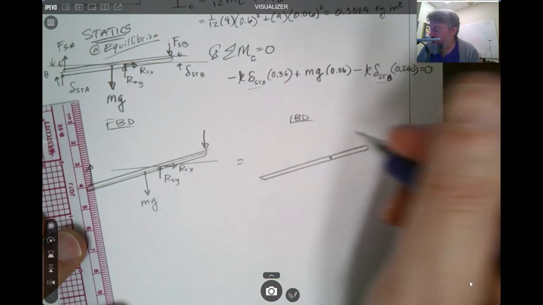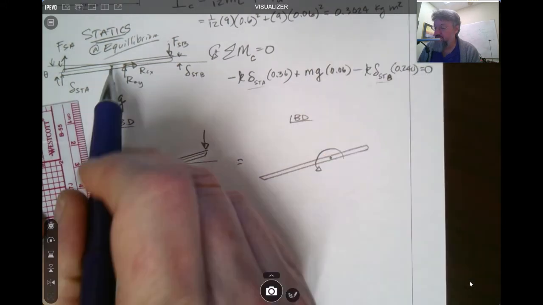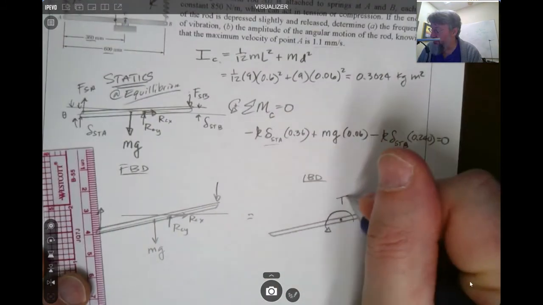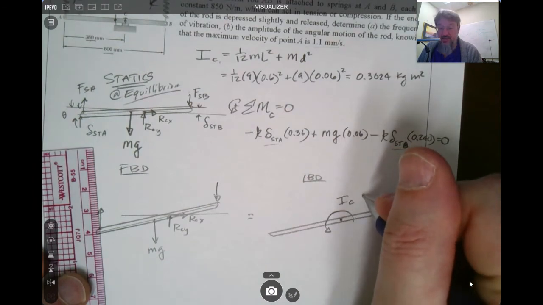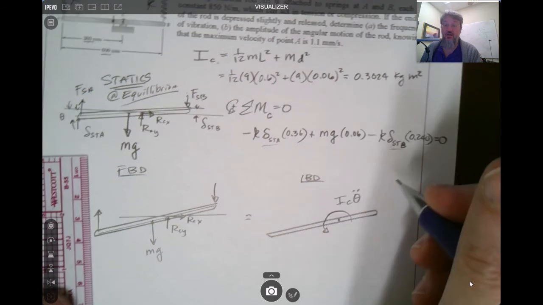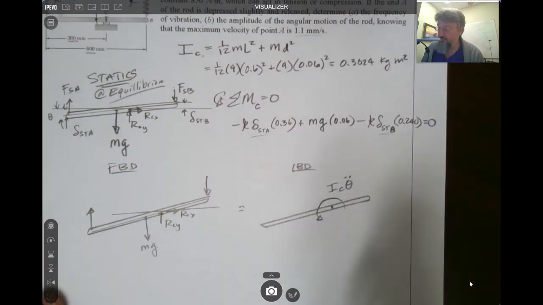And over on this side, because we took the moment of inertia about C right here, we can just write IC. And I have it on my page as theta dot. This should be theta double dot. There you go.